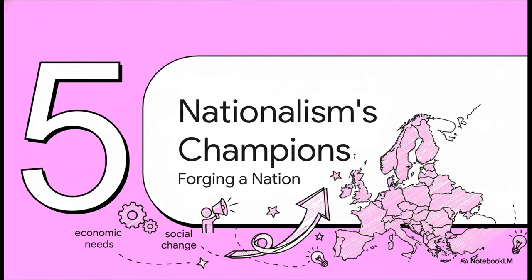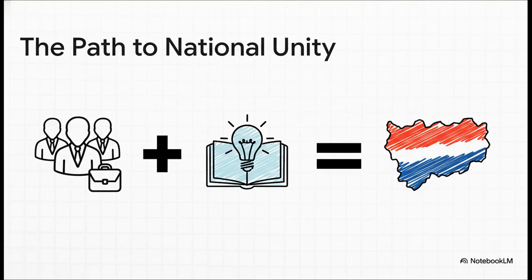So let us now bring all these points together. We have seen social changes, new economic demands, and new political ideas. In our final section, we will see how all of this came together and who became the new champions of nationalism. So, what was this simple formula for national unity?